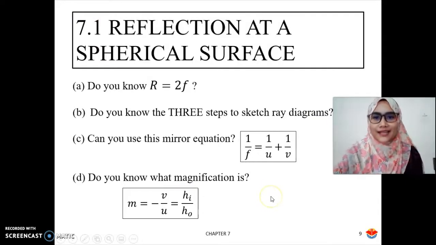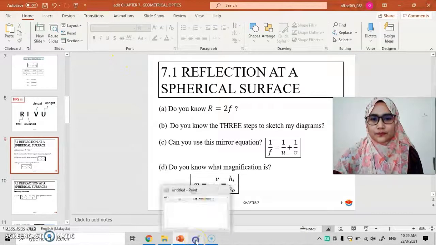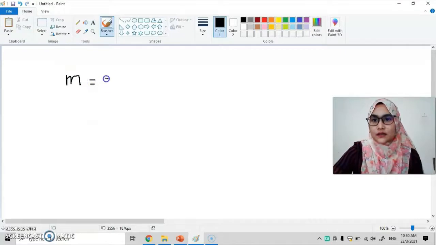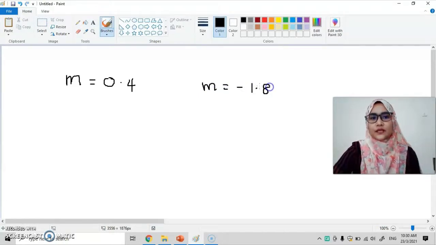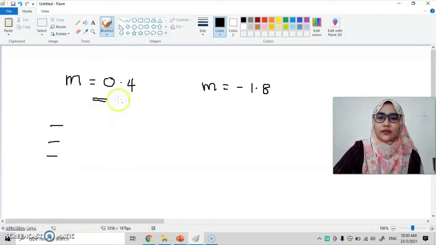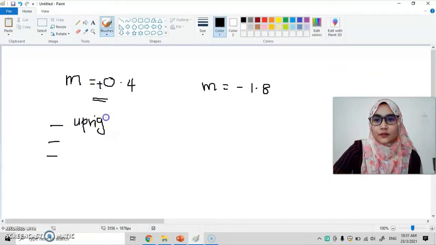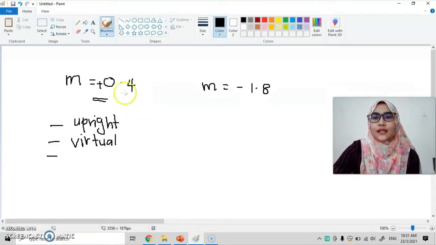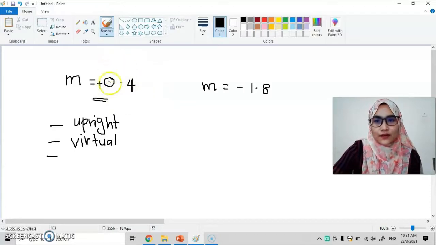Right, now before we end, I would like to show. Okay, if the value of M you obtain is 0.4, and let's say the other one is negative 1.8. So tell me, based on your answer here, what are the image characteristics? You can actually state 3 characteristics based on one answer for magnification. Okay, first, the value is positive, right? So positive is upright. Based on RIVU, upright is virtual. Tada, you have 2 image characteristics. Okay, from the value, it is less than 1, right? Ignore any sign, just look at the value. So 0.4 indicates less than 1, therefore it is diminished or smaller.